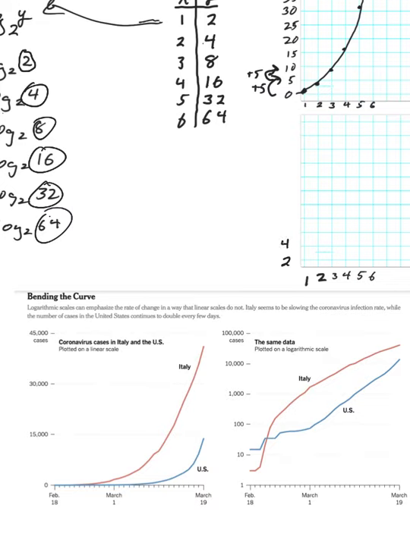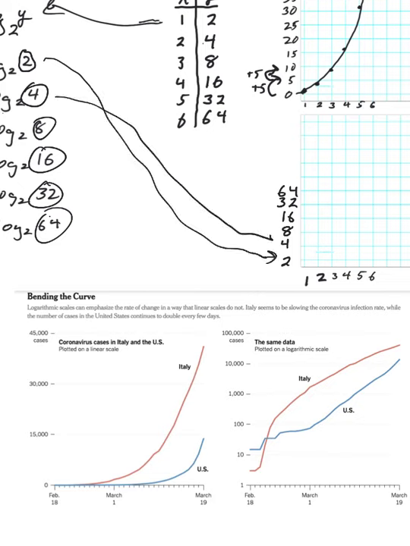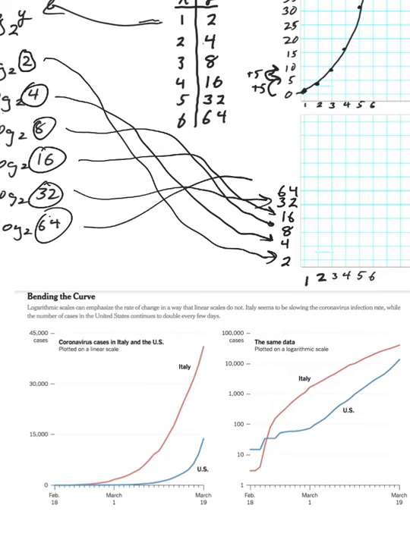Times 2 again is 8. Times 2 again is 16. Times 2 again is 32. And times 2 again is my 64. So instead of adding to get each box, I'm basically going to use the values that I'm using for the logarithm to represent my intervals. Well, what does that do? Let me show you what that does.